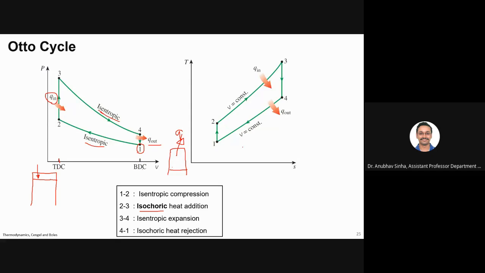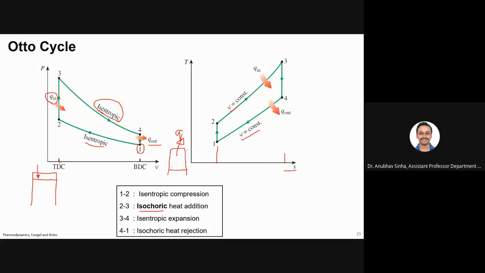Similarly, we can draw this in a TS plot. 1 to 2 is isentropic, so we see a straight vertical line on the S axis. Then 2 to 3 is constant volume heat addition, which is shown here. So 2 to 3, you add heat, you increase temperature and you also increase pressure. Then 3 to 4 is isentropic expansion. You see that entropy is constant and temperature is decreasing. Then the fourth step is constant volume heat rejection. So the same things are drawn in the TS plot.